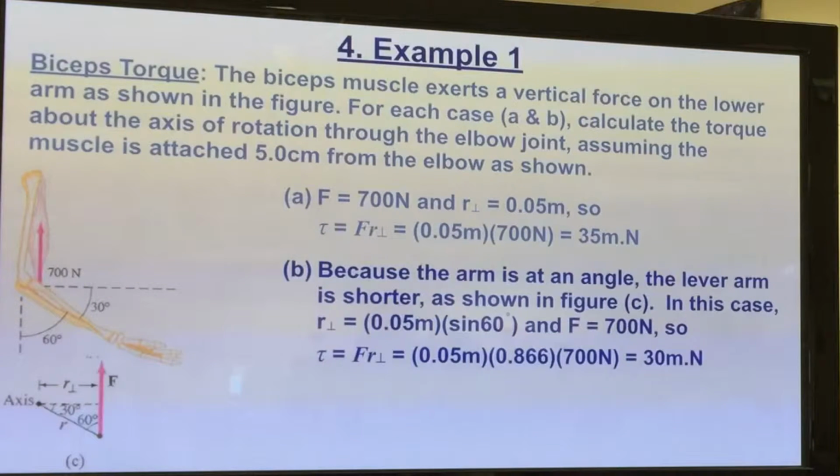Yes? Why don't you do sine 30? Because we're always looking for the angle between the force and the radial part, like the x-axis almost. It's a convention that we look at. If you look back at the other diagrams of the door, later on you'll see that it's always going to be that angle. Okay. All right?